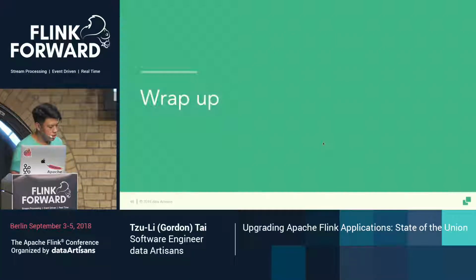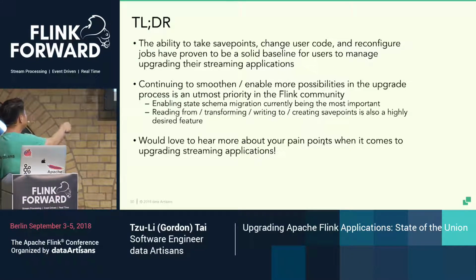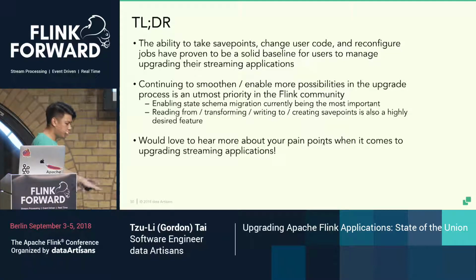OK, so to wrap up. Basically, ever since Flink 1.1, we had savepoints. We were happy with it, and then we were not so happy with it. We want more. And the community is definitely keeping a close eye on what we should do to smoothen the process or enable more possibilities for this. And right now, of most importance would be the state schema migration, and we should be able to expect a solution there, even if it's very minimal, for 1.7. And also something very exciting would be this reading from, transforming, and writing to, creating savepoints.